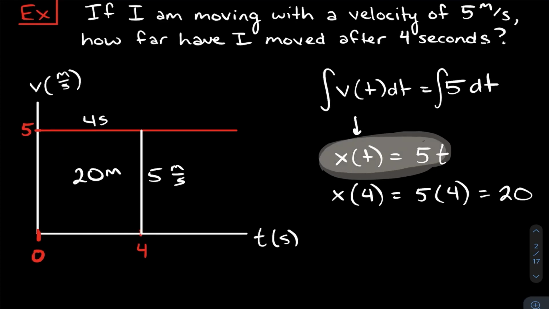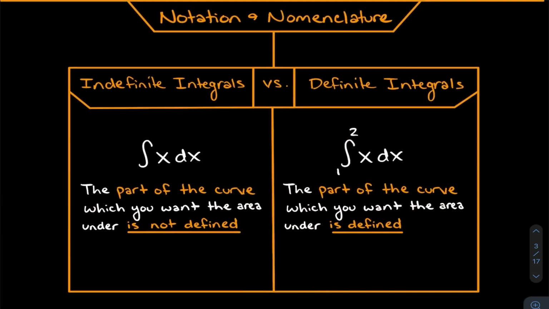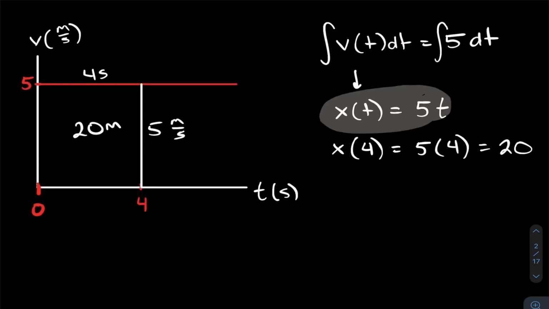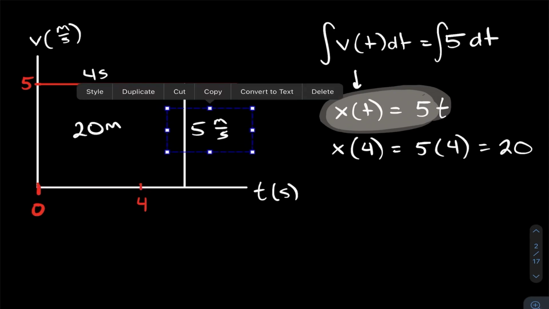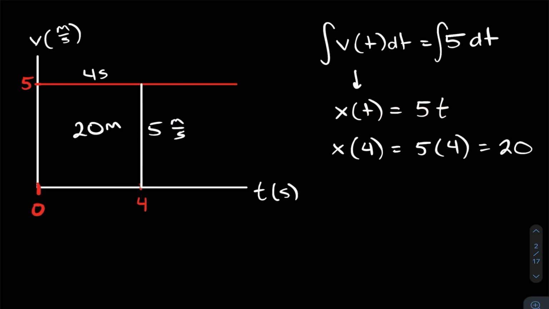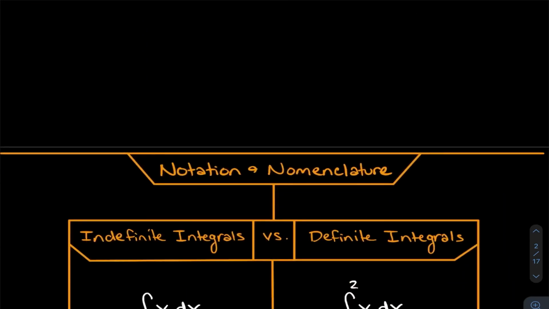But as this sits right now, this is indefinite, meaning that the part of the curve that we actually want to find the area under is not defined. We need to get to this part in order to use it to find whatever part of the area under the curve that we want to find. Like for instance, we could have looked at the distance I've traveled after 5 seconds. And now we just plug in 5 instead of 4, right? So basically the indefinite integral gives us that initial function that we can now use to find the area.